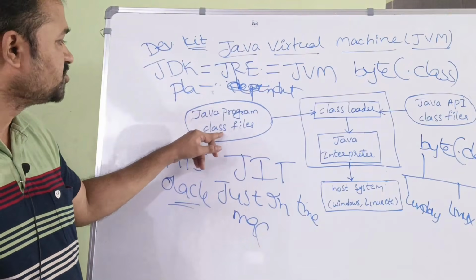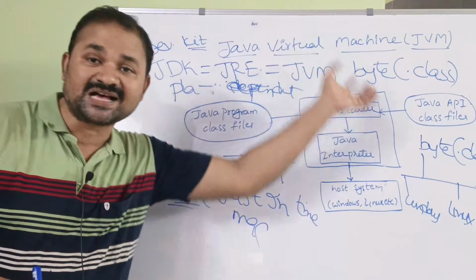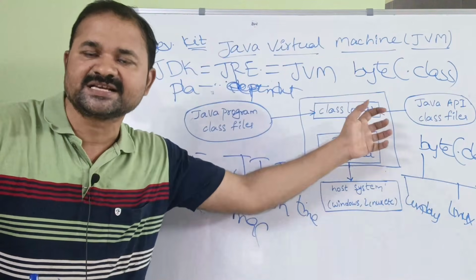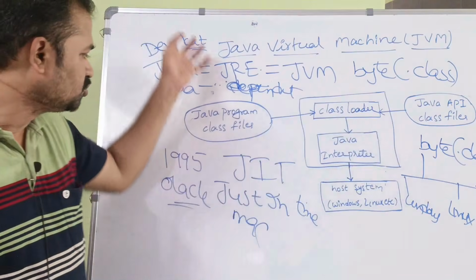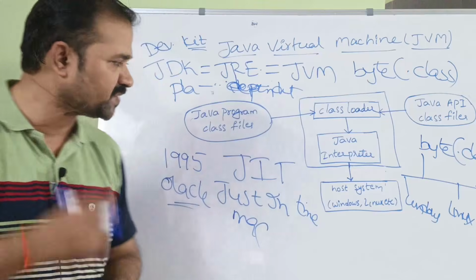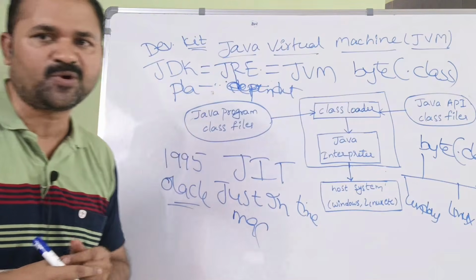Next here we have Java program class files. So we know that the class loader loads the class into the JVM. It is the responsibility of the class loader to load the main class into the JVM for its execution. So for that, the class loader will take the class from the Java program.